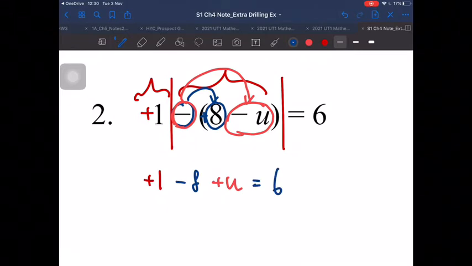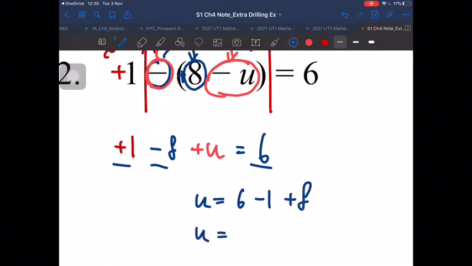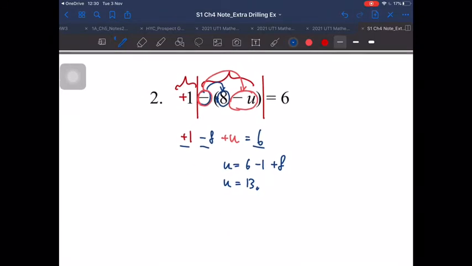And then it will be equal to 6. So after that, we can group the like terms. That means the constant terms. So it will be 6 minus 1 plus 8. So u is equal to 13.